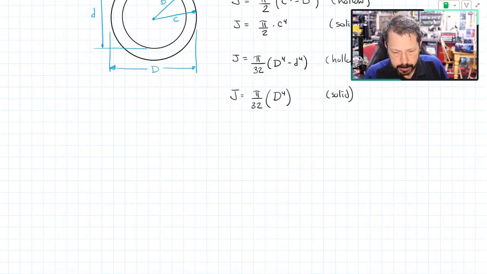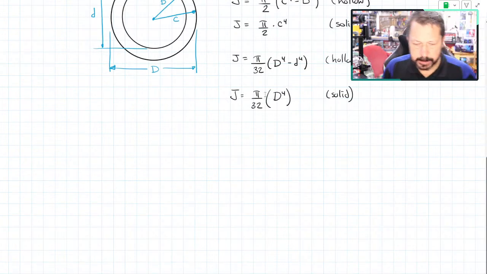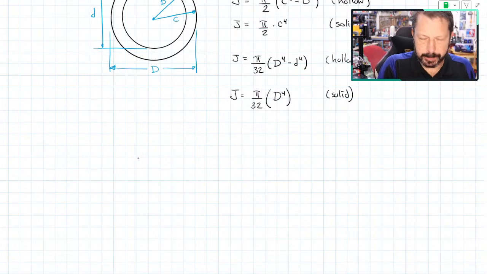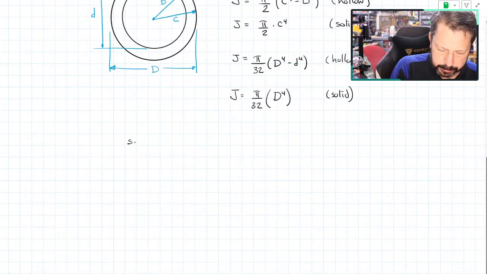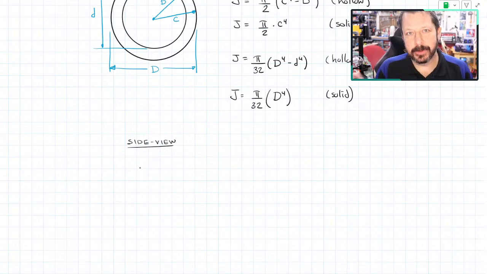I don't know if I'll bother with the web work problem right now. Let's just make up one. So let's do a side view of our shaft here. And we're just going to say, so in the side view, a cylinder is just going to look like a rectangle.